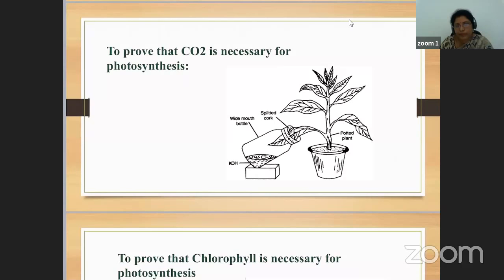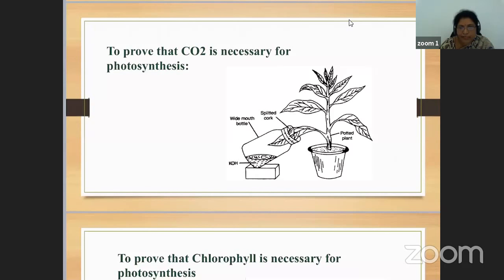Then, after boiling in alcohol, the leaf is again dipped in water, so that the alcohol which is stuck to the leaf will be removed. Now it is ready for the starch test. You can drop a few drops of iodine solution on the leaf. Then you will observe that the part of the leaf which was inside the bottle will not turn blue-black.